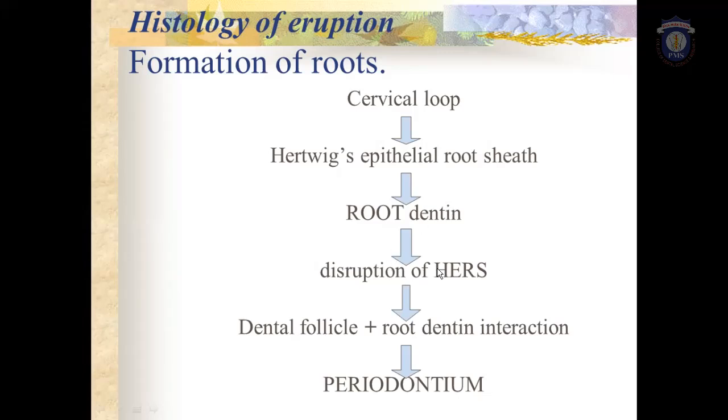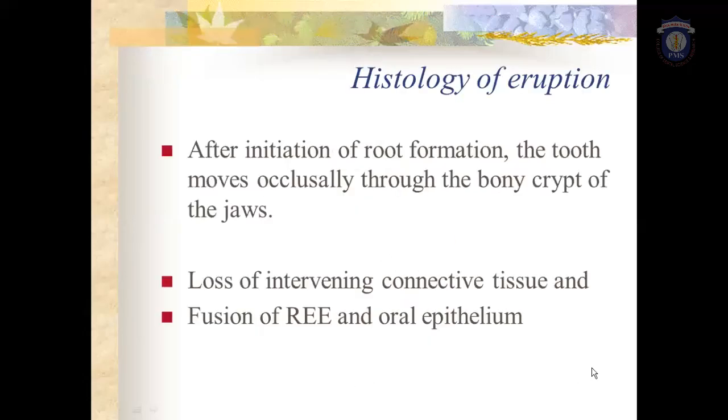This results in disruption of the Hertwig's epithelial root sheath. Following this, the dental follicle and the root dentin interaction begins, which results in formation of the periodontium.